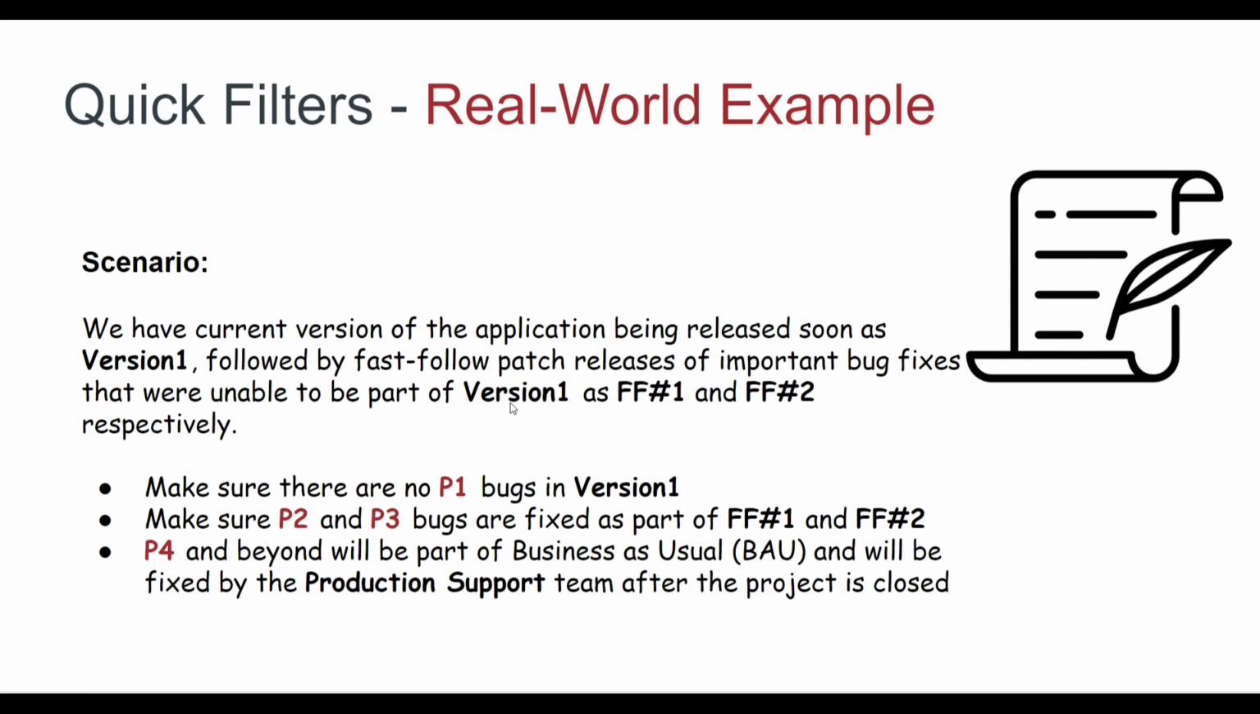So here's the situation. You have 3 releases of the project: version 1, fast fix 1, fast fix 2, and you want to make sure that in all of these versions there are no P1, priority 1 bugs, or P2 or P3 respectively. So how would you manage quick filters, making sure that all the versions have no P1, P2, P3? I'm going to set that up with you in this video, how to set up quick filters to manage these 3 versions into production.